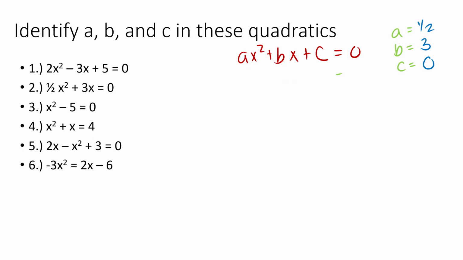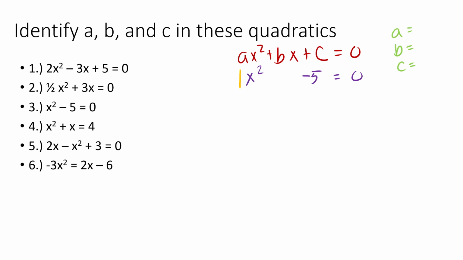Next one, we've got x squared minus 5 is equal to 0. So in this one, remember I said you might have a 1 in front, and I've had so many students over the years tell me, oh, a value is x squared. No, a, b, and c are numbers. They're always numbers. So you never tell me that a or b has an x in it, okay? No, it's the number out in front.